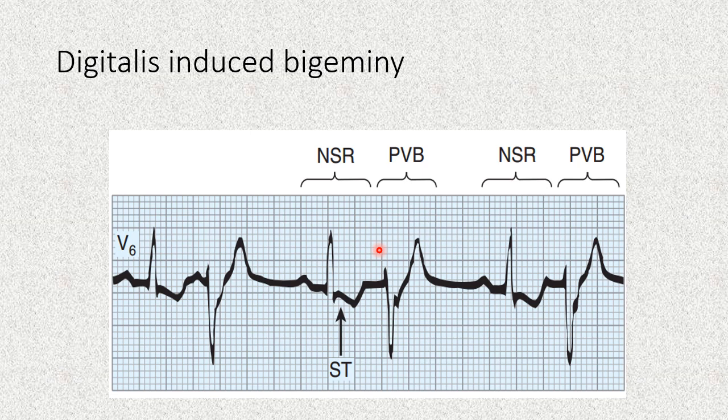And what kind of arrhythmias can it produce? It will produce premature ventricular beats, ventricular tachycardia, ventricular fibrillation, bigeminy, and it can also produce ST segment depression and T wave inversion.